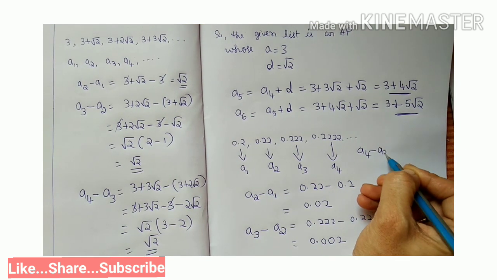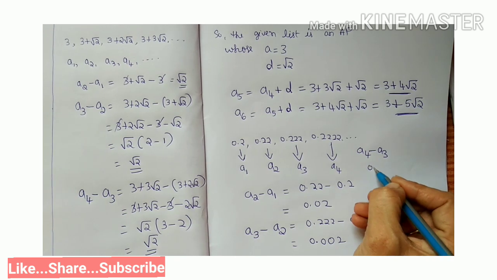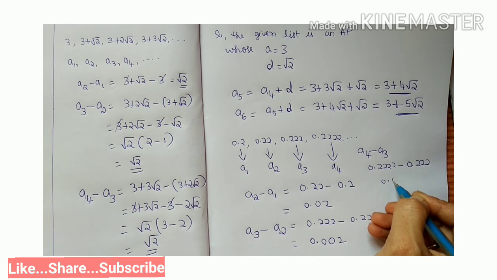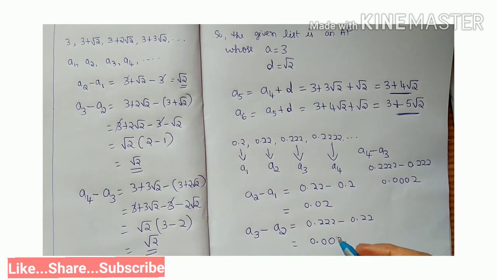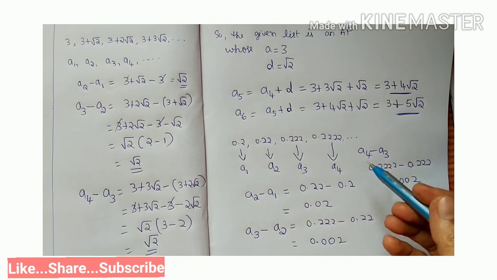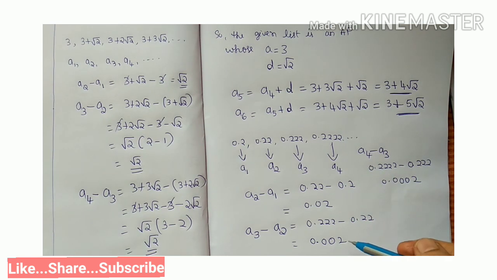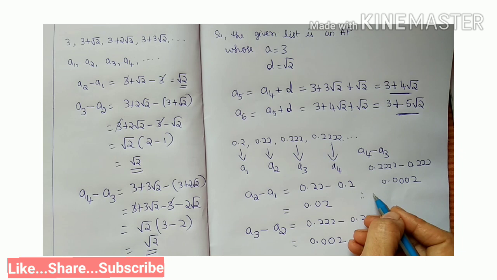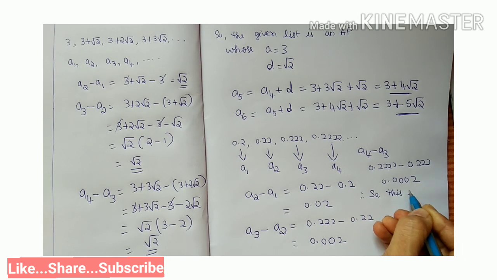A4 minus A3 is 0.2222 minus 0.222, here 0.0002. We can say the difference between any two consecutive terms is not the same. So this is not an AP, because d is not the same.